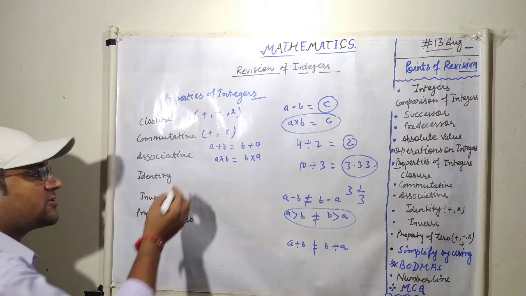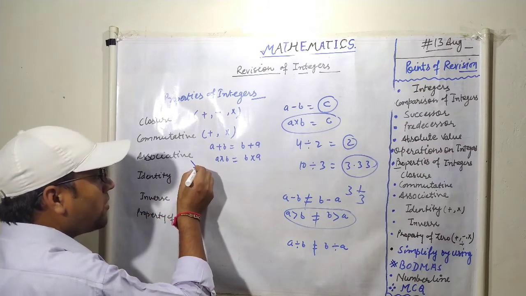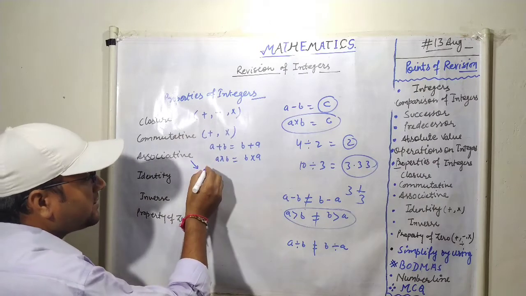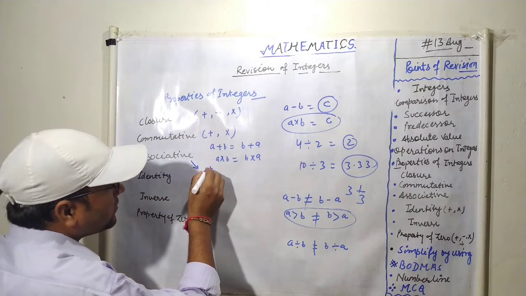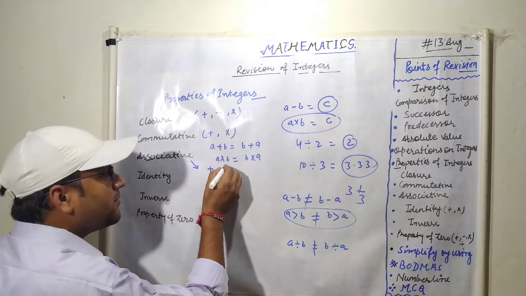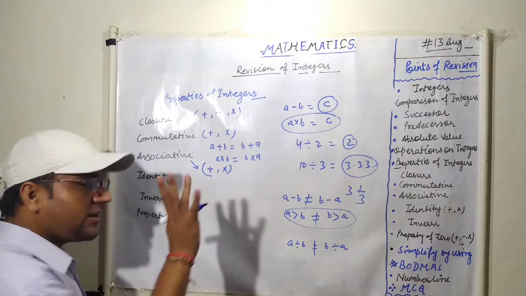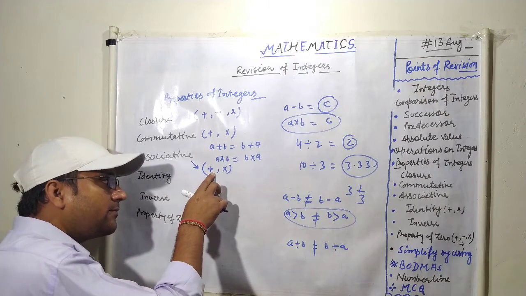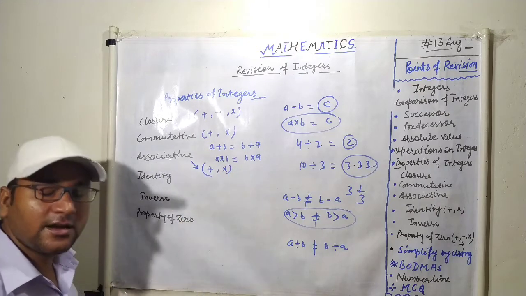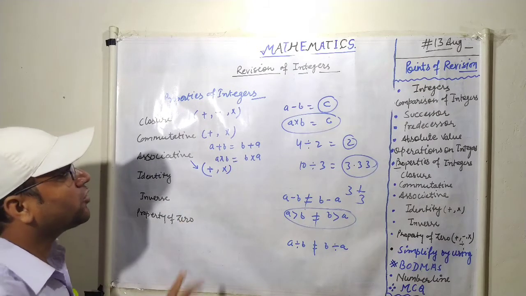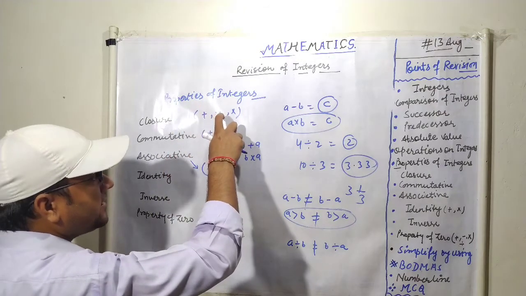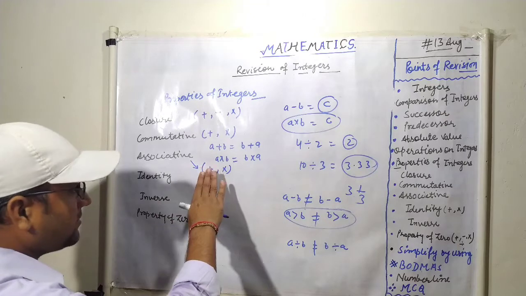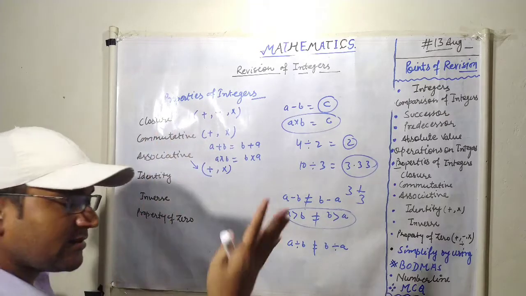Identity is very important. Associative property: the associative property will hold only for addition and multiplication, only two operations, addition and multiplication. It will not hold for subtraction and division, students. I have discussed this thing, so you will see it there.